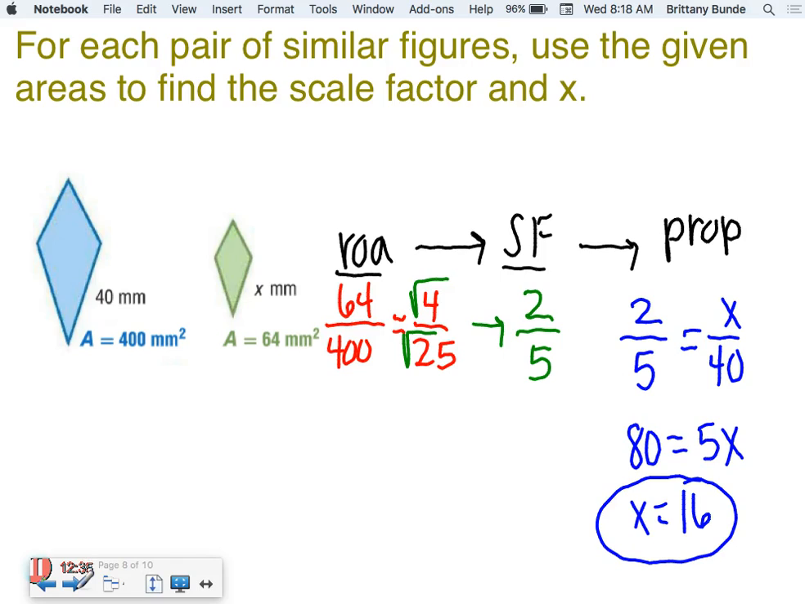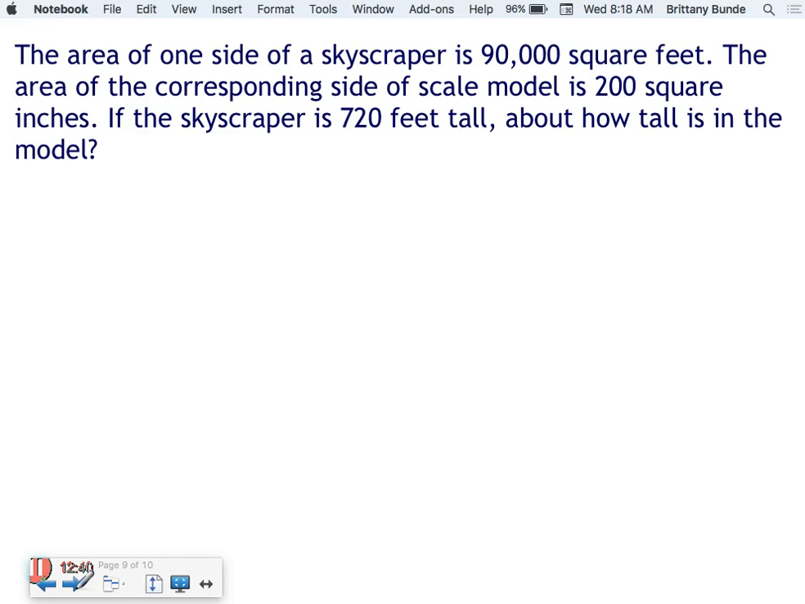I think. Okay, then we end with a little application, a scale model situation. So it says the area of one side of a skyscraper is 90,000 square feet. The area of the corresponding side of a scale model is 200 square inches. If the skyscraper is 720 feet tall, about how tall is the model? So is that like the first set of examples you did or the second set of examples? Second, yeah. It's the second, because we know the areas, right? So it's just like the second set. So we're going to start with the ratio of our areas, and we got to figure out our scale factor eventually.